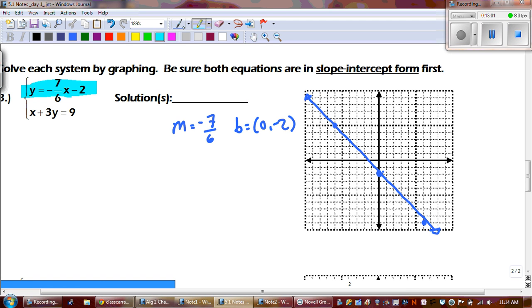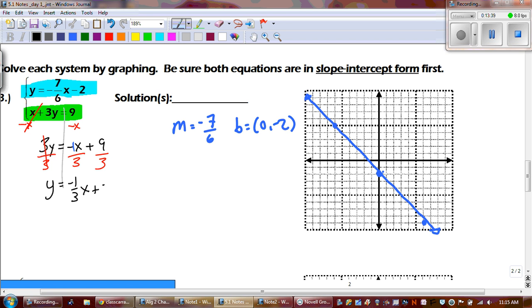Okay, now our second one, we have to solve that. So we want to get the y by itself. So I'm going to subtract x from both sides. And we get 3y equals -x plus 9. To get the y by itself, we have to divide everything by 3. And remember that there's an imaginary 1 in front of that x, so we get -1/3 x plus 3.